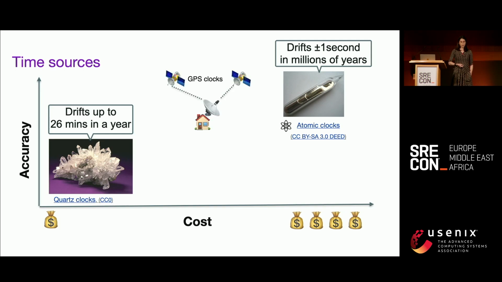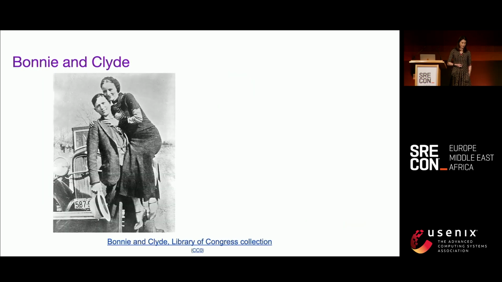So we may also use GPS clocks in our data centers. We just have an antenna on the roof of the data center, and we pick up this very precise time signal from GPSs that have onboard atomic clocks.